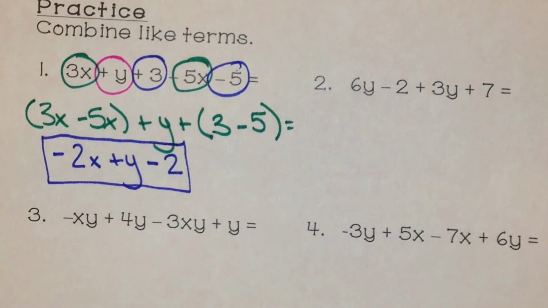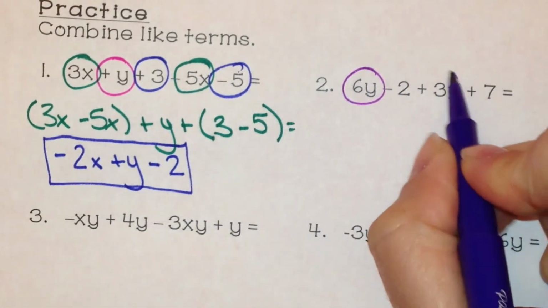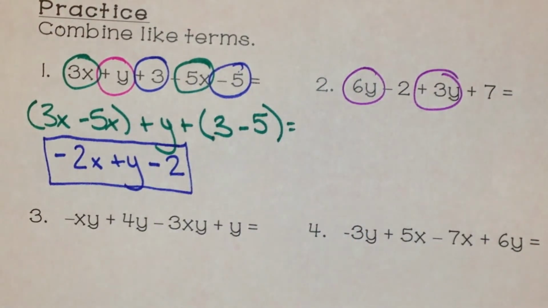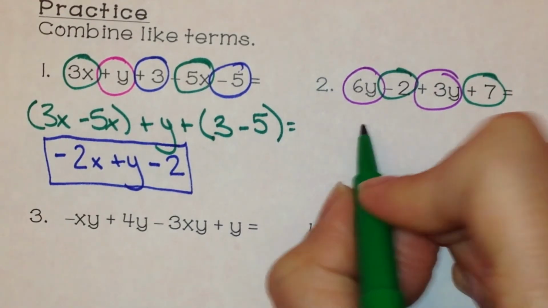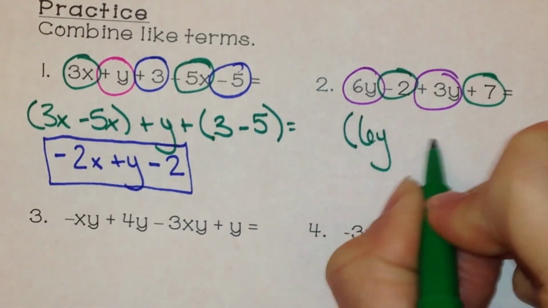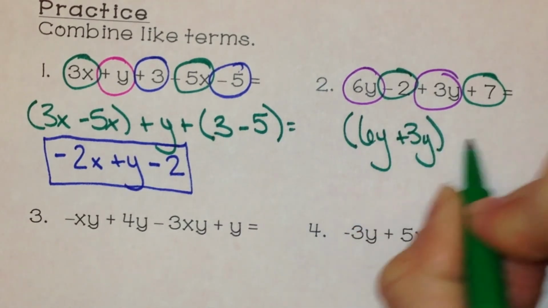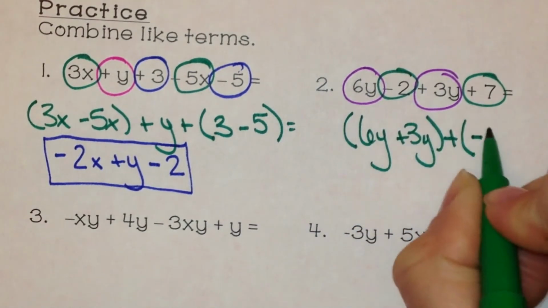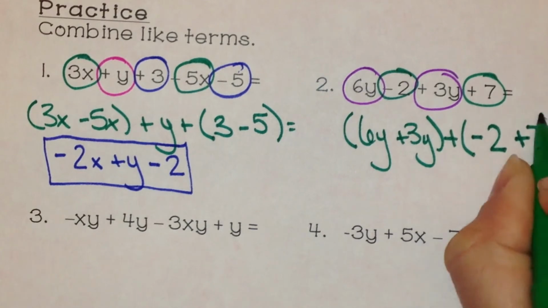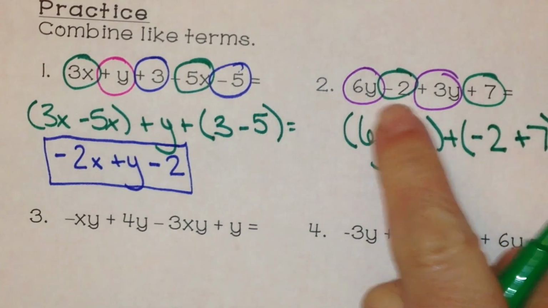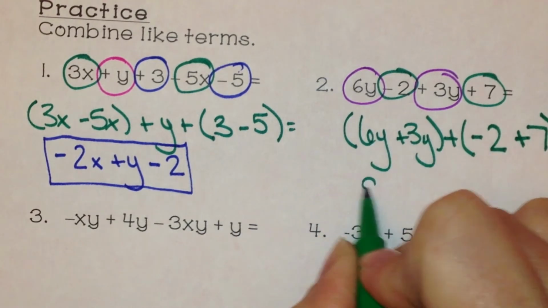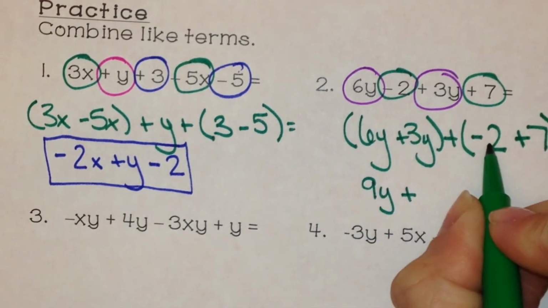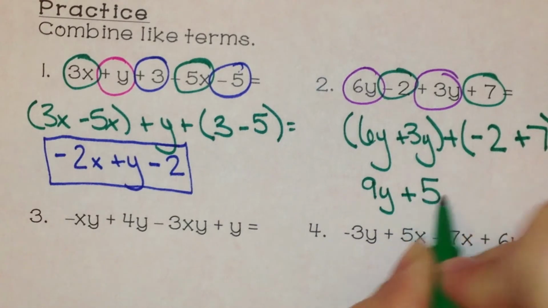All right, so we have y is 6y plus 3y minus 2 and plus 7. So 6y plus 3y plus a negative 2 plus 7. Remember that minus has to come down with a 2. All right, 6y plus 3y, 9y plus negative 2 plus 7 is 5.